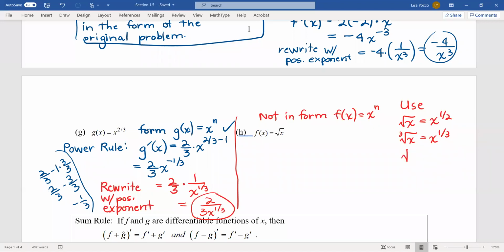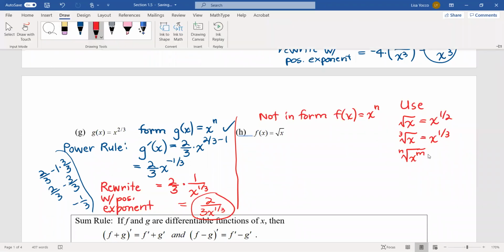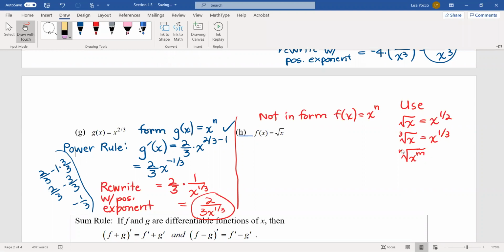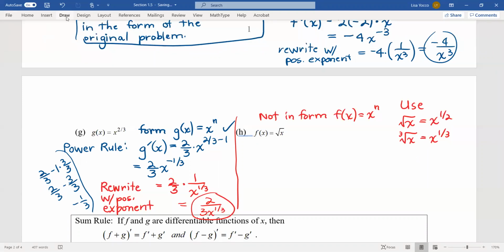And then in general, sometimes you might have something like this. The little n is called the root of the radical, so it's the nth root of x to the m. Actually, let me back up for a minute. It's not going to let me do that. Yes, this. Okay.